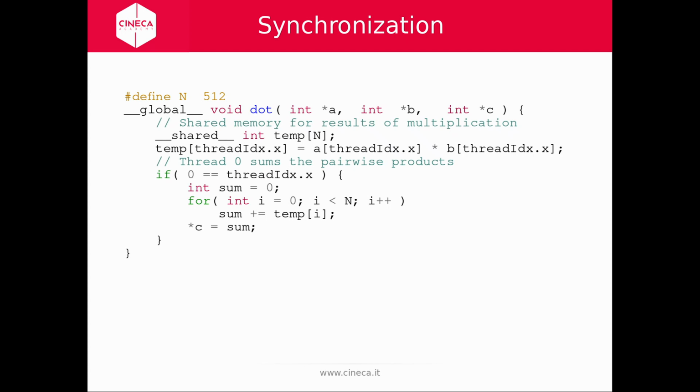So what we do is use temp to store the results of each thread, and then we decide that the special thread 0 will be the one in charge of doing the sum that we saw earlier, right? So, okay, looks fine for you? Yeah, seems fine, seems nice.